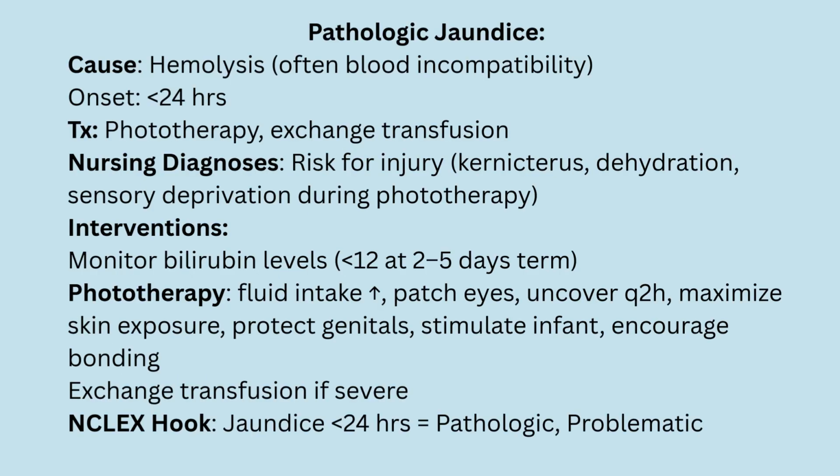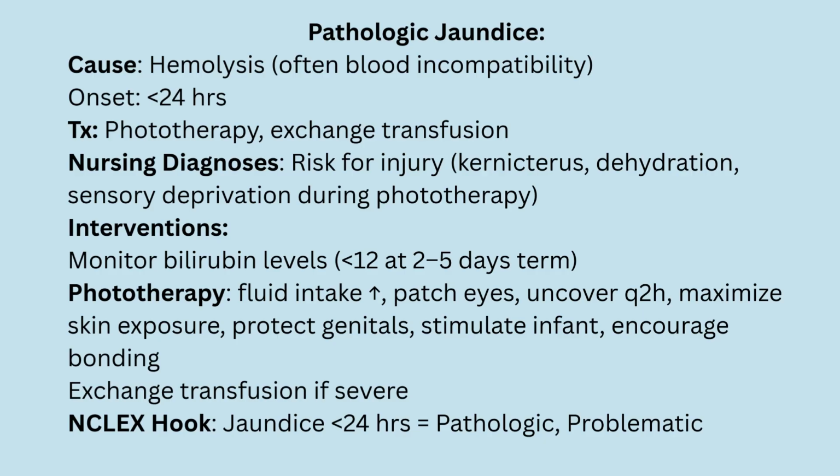Pathologic jaundice is the most serious and always abnormal. It appears in the first 24 hours, often due to hemolysis, and requires phototherapy or even exchange transfusion. During phototherapy, the infant's eyes and genitals must be protected, fluids should be increased to prevent dehydration, and bonding should be supported. The NCLEX hook is that jaundice in the first 24 hours is always pathologic.